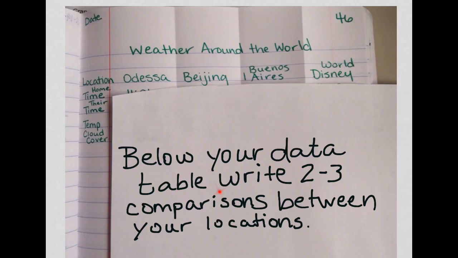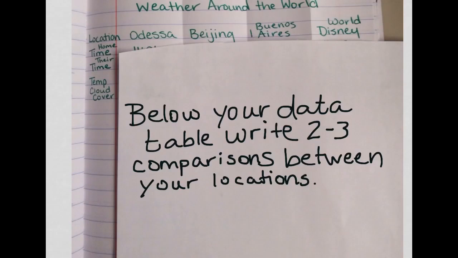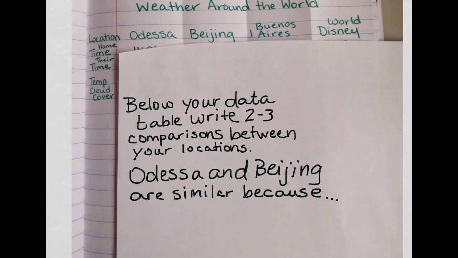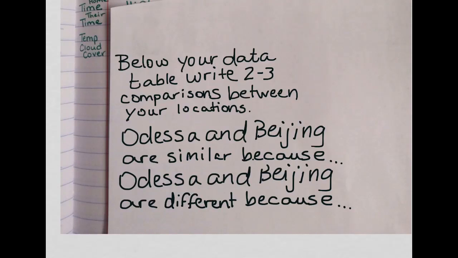Now below your data table, you're going to write 2 to 3 comparisons between your locations. For example, you can write that Odessa and Beijing are similar because, and then fill in the blank. Or you can write that Odessa and Beijing are different because. You can pick which locations, you can pick which things you're comparing, if you're comparing their temperature, their cloud cover, any of that data that you wrote in your table above.